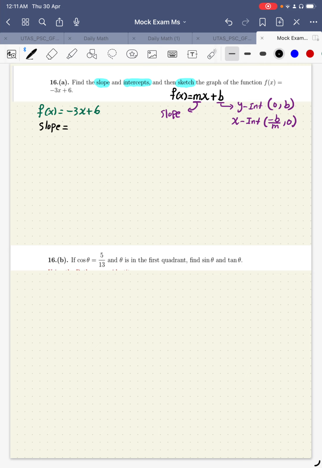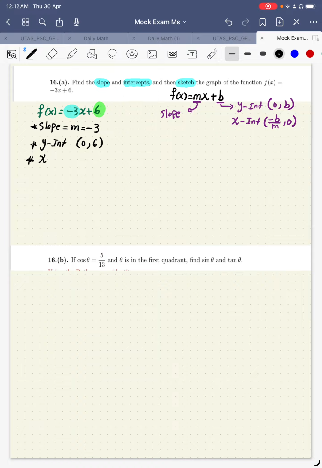The slope أو الميل equal m is what? Is the coefficient of x, معامل x, which is minus 3. That's gonna be my slope. Then now let's find what is my y intercept. So my y intercept is 0 and b. What is b in that case? It will be 6. So it will be 0 and 6.